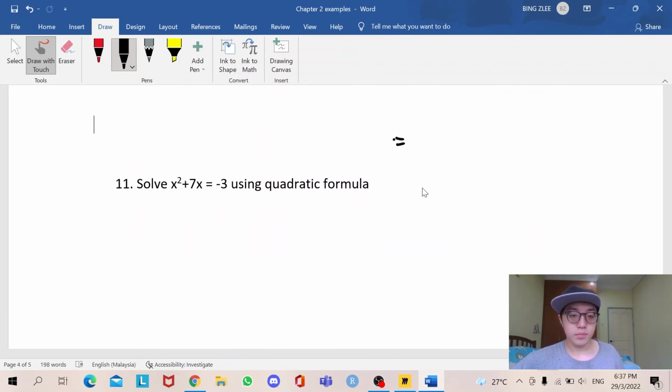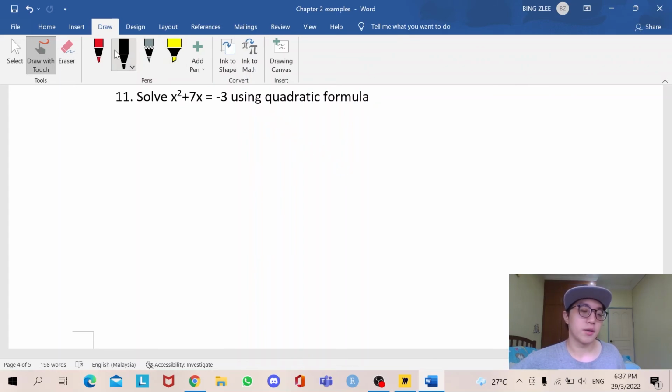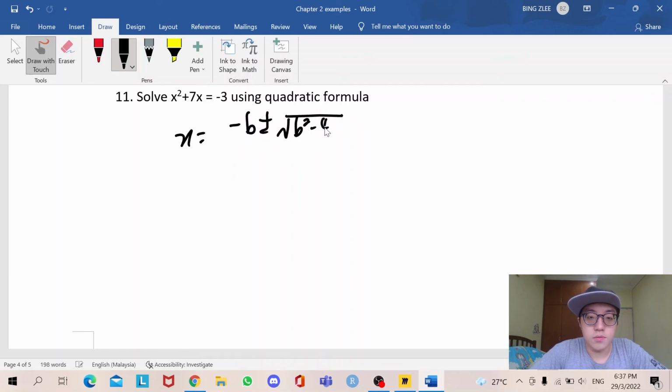All right, lastly, we have to solve using the quadratic formula. You don't need to prove it, you just need to memorize: x is equals to negative b plus minus root of b squared minus 4ac, over 2a. And by substituting it in, you get the answer.